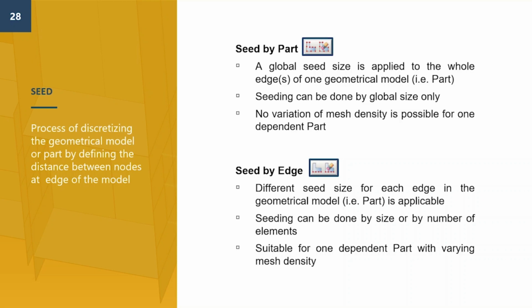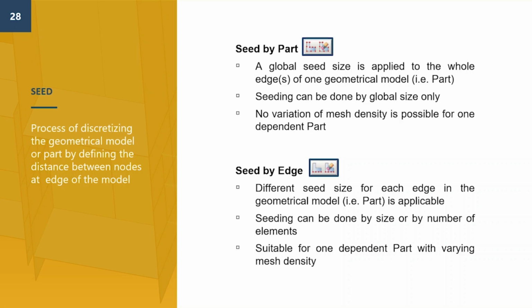Seeding is the process of discretizing the model into a finite number of elements. The size or number of elements is defined during the seeding process. In ABAQUS, seeding can be done either by part or by edge. For this example, the seed by edge approach is applied.